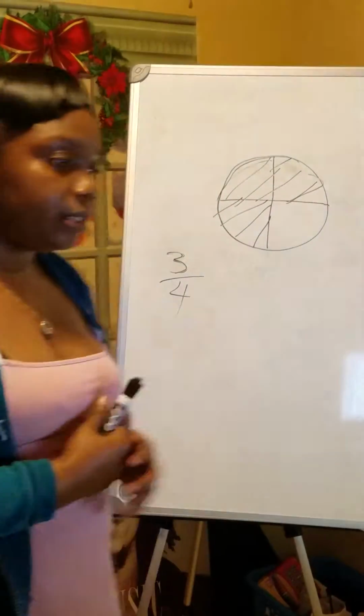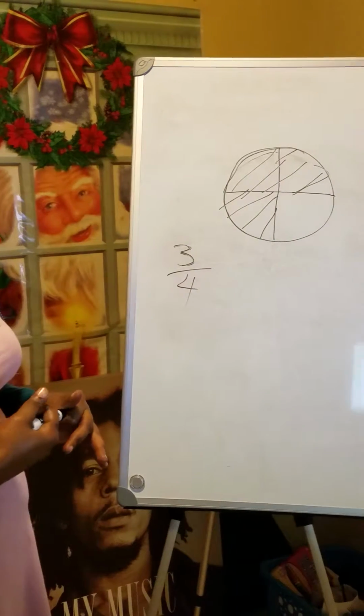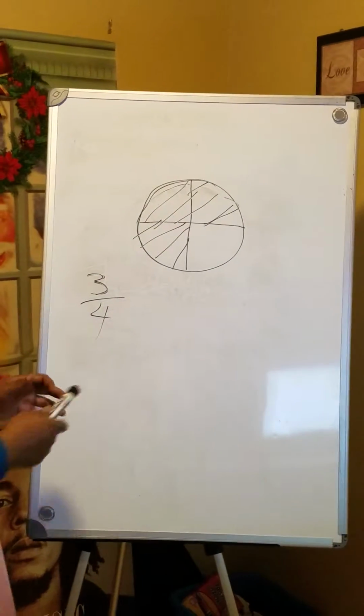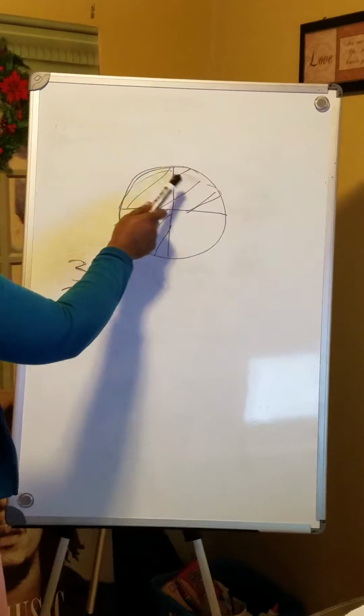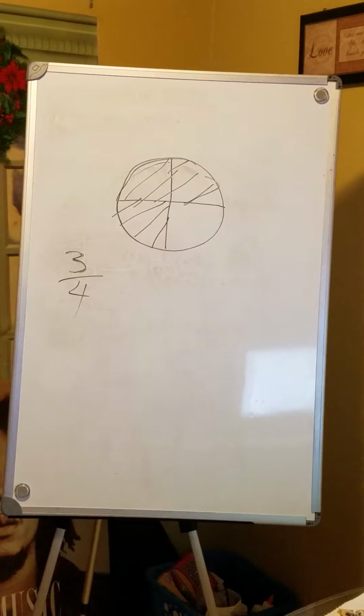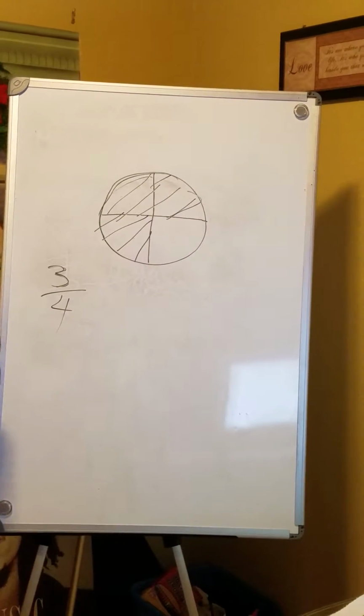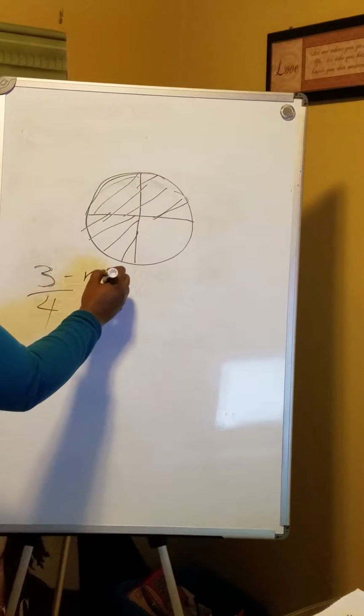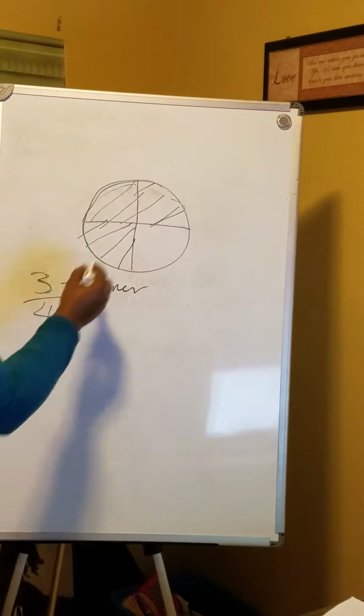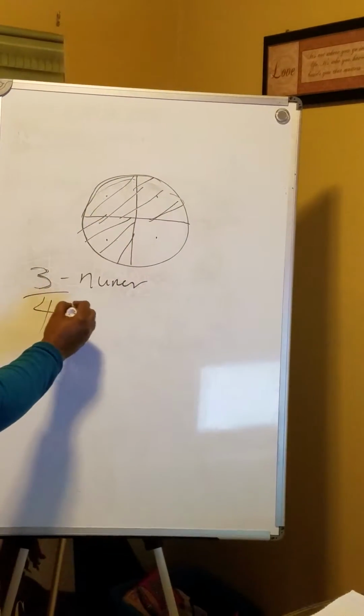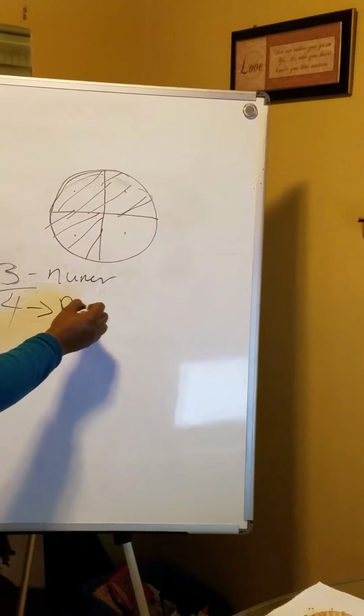Now, how many parts were circled? That would be 1, 2, 3. And what does that represent? The numerator. The numerator, correct. And what does the 4 represent here? Denominator. Correct.